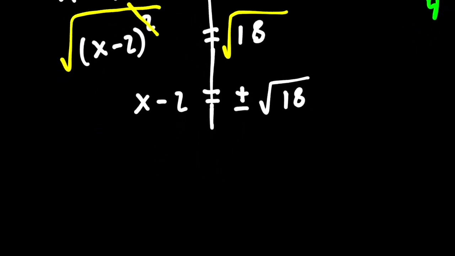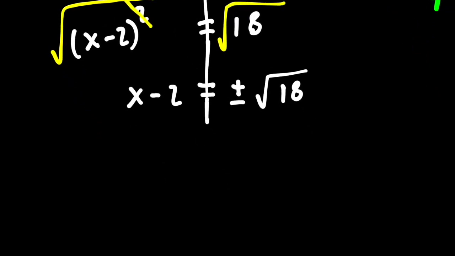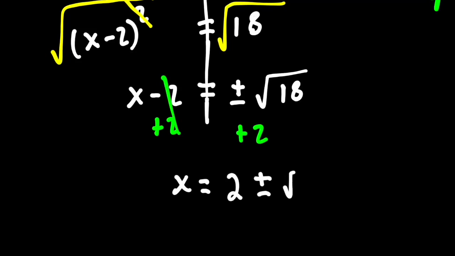Now to isolate x, we can add 2 on both sides. And we're going to be left with x equal to positive 2 plus or minus the square root of 18. Now we can actually still simplify this a bit further. While 18 may not be a perfect square, we can still simplify the radical.